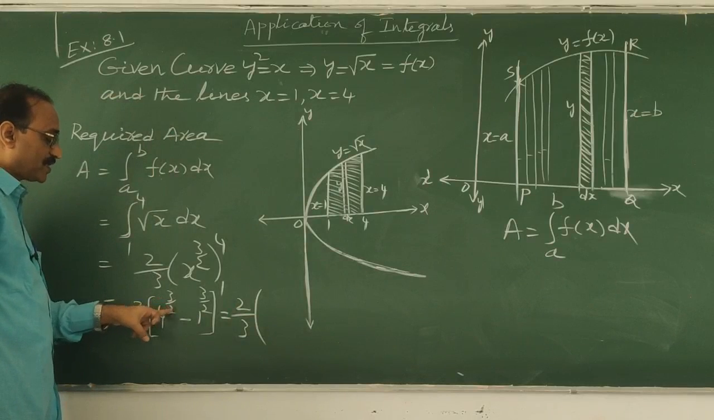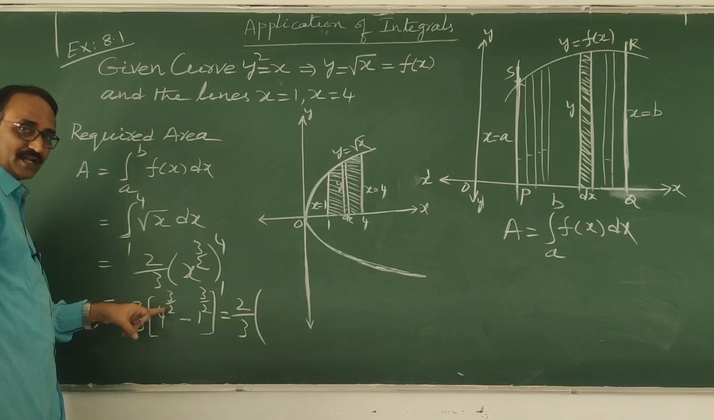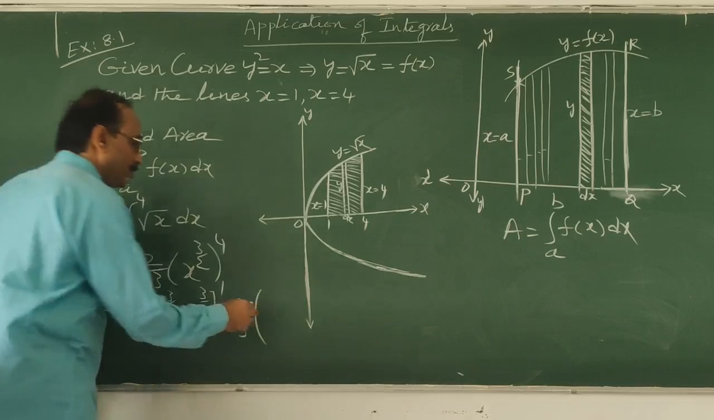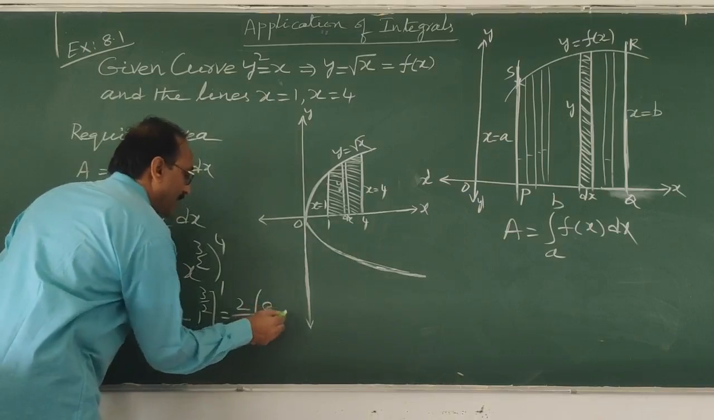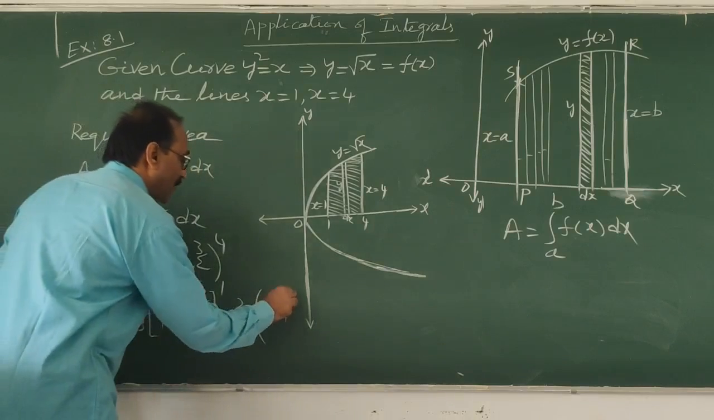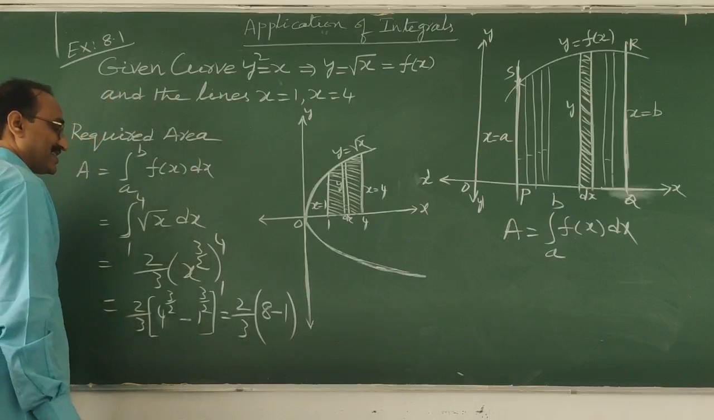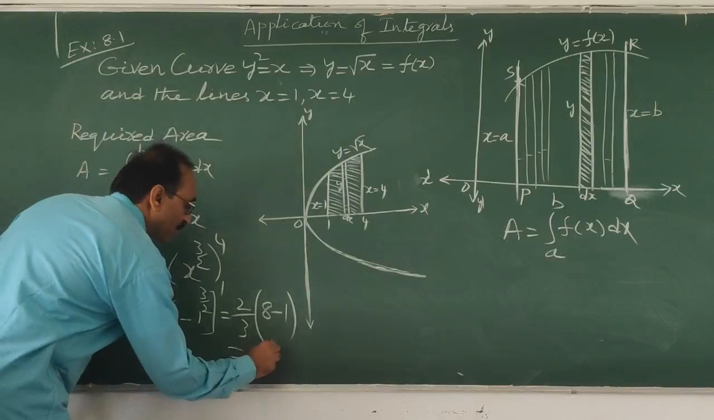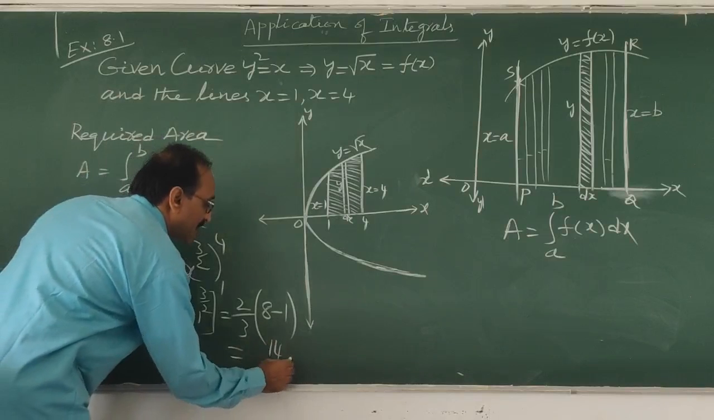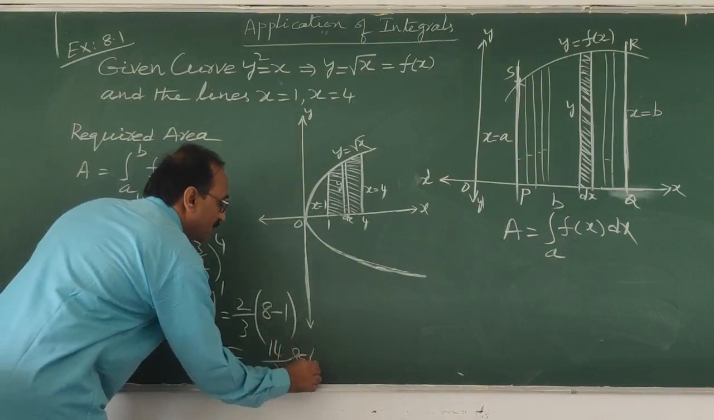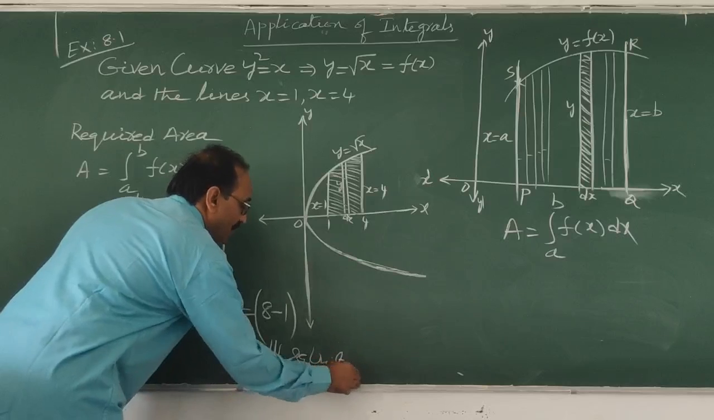Square, if you write this, the square will cancel, correct or not? Then what will be left over? 2 cube. 2 cube means 8, minus 1 to the power of anything is 1. So 8 minus 1, 7. 7 into 2 is 14. 14 by 3 square units. Area is generally in terms of square units.